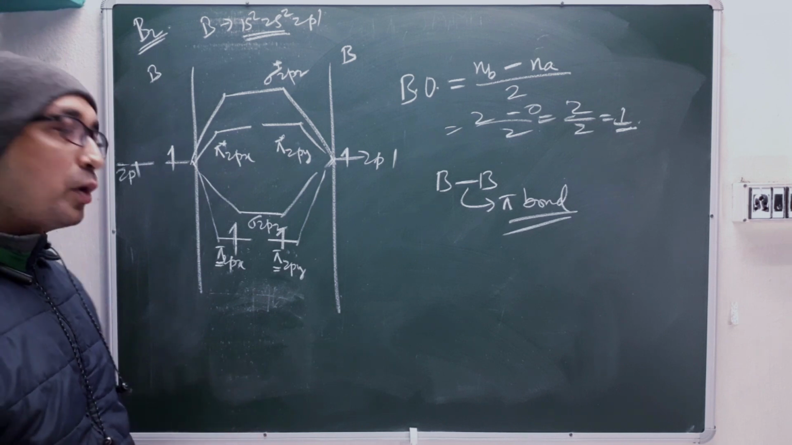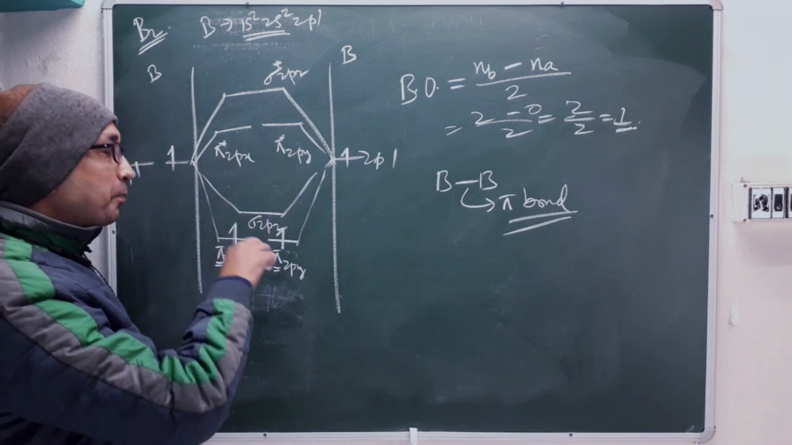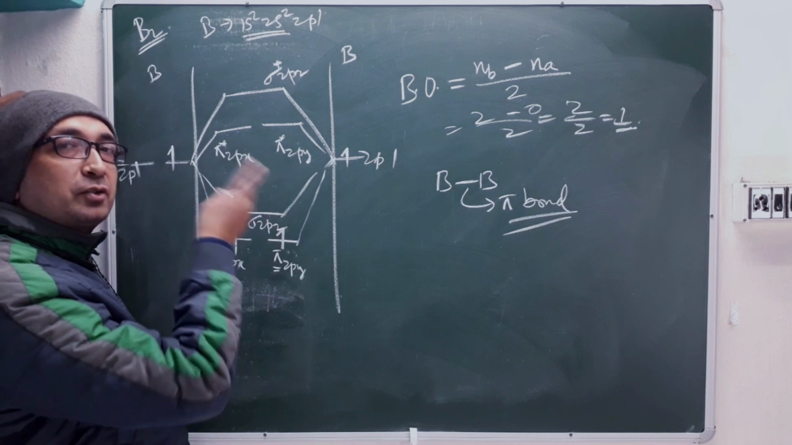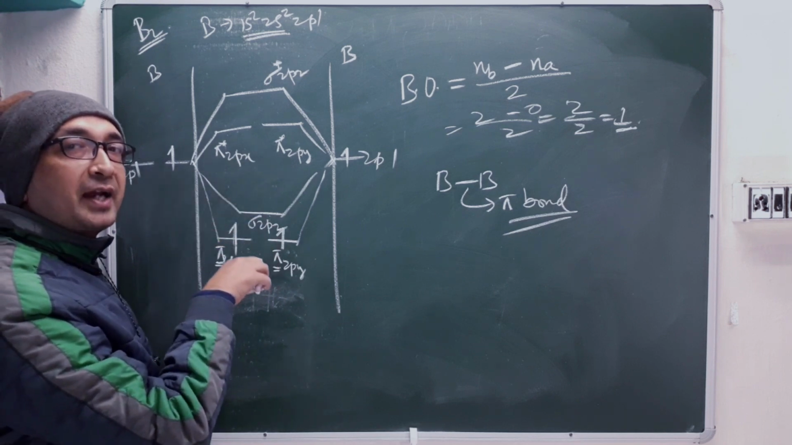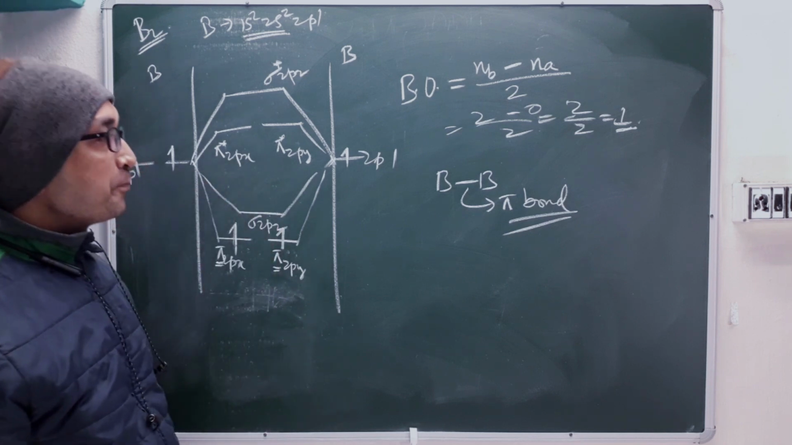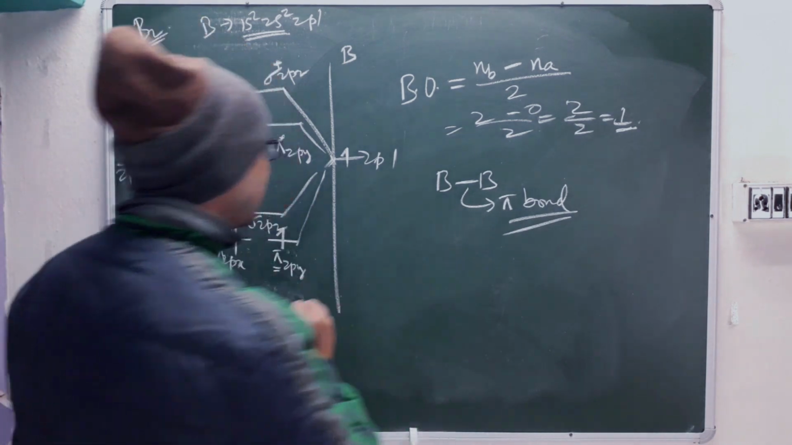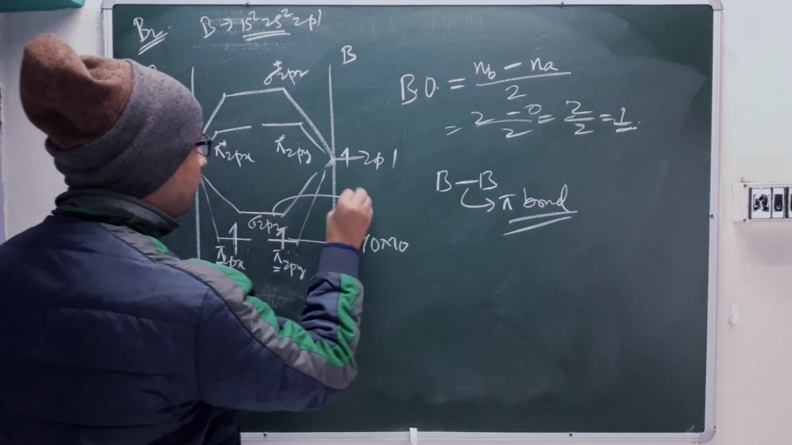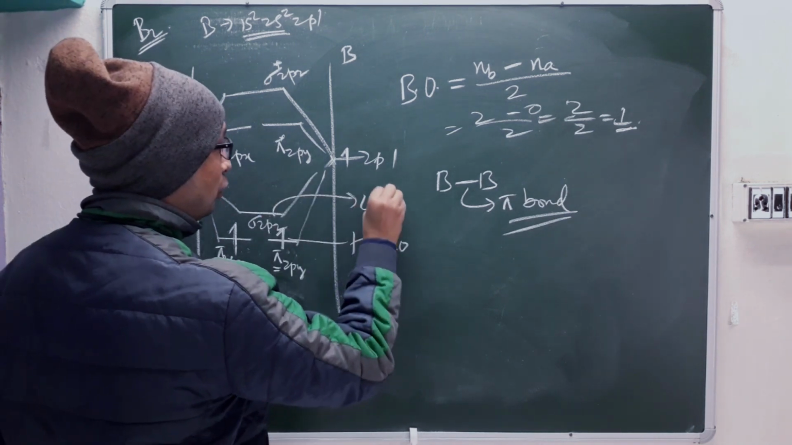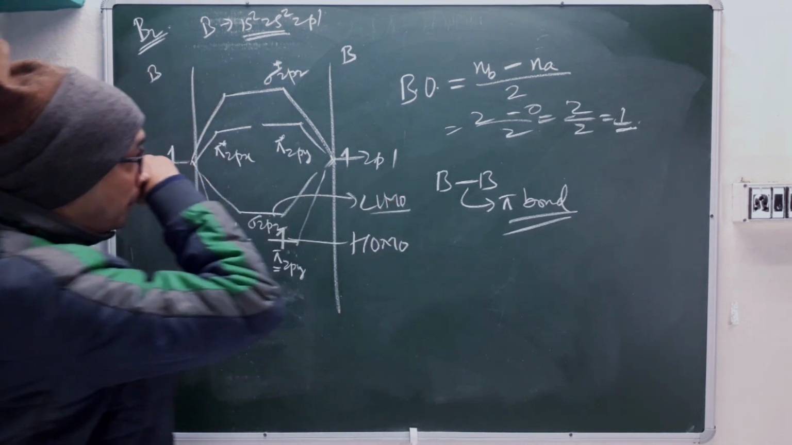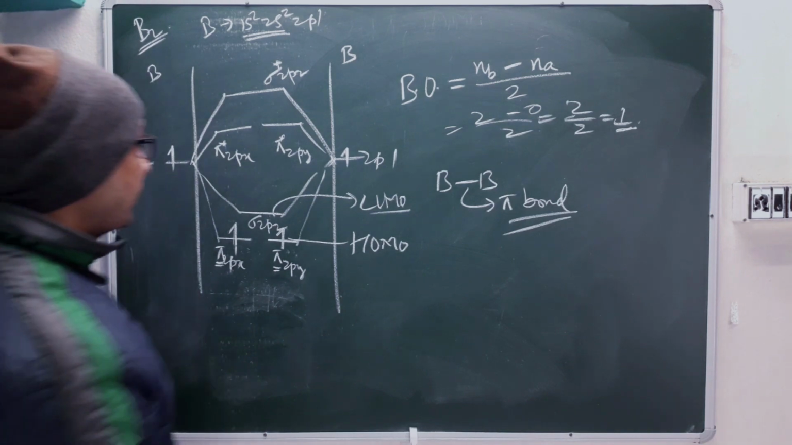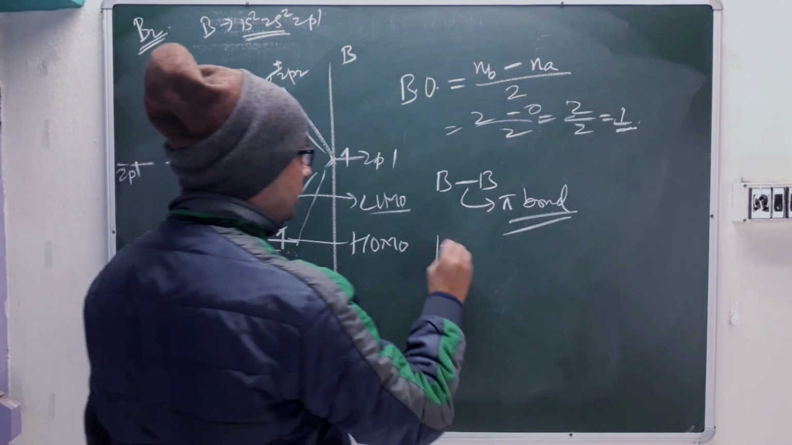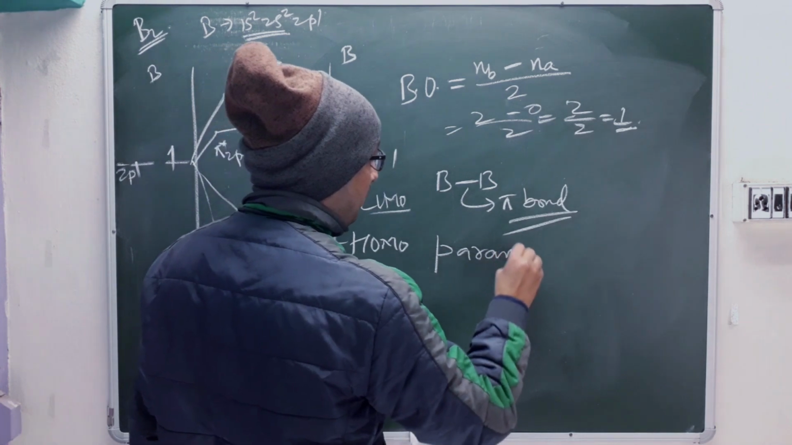And why is this a pi bond? Because due to sp mixing, the pi energy is lesser than sigma, so electrons will fill up first in pi, then it will go to the sigma, correct? So what else can we learn here? This will be HOMO. This sigma 2pz will be LUMO. Okay, what else will we get to know from here? These are the unpaired electrons, so the magnetic nature is paramagnetic.